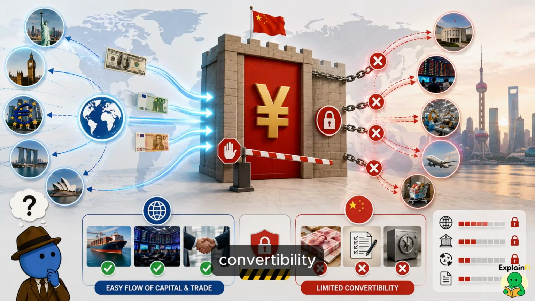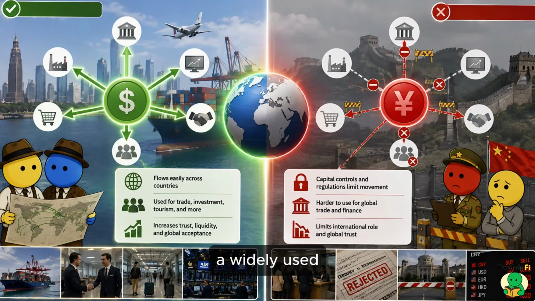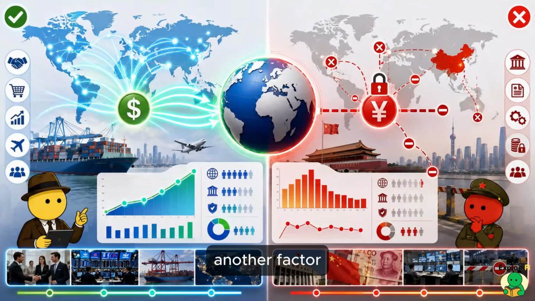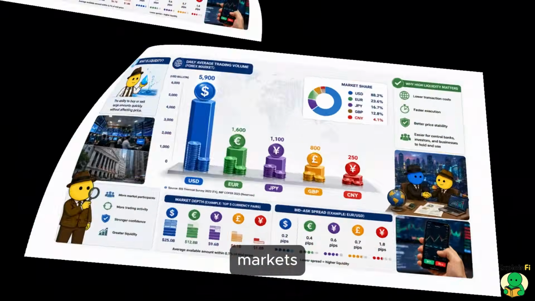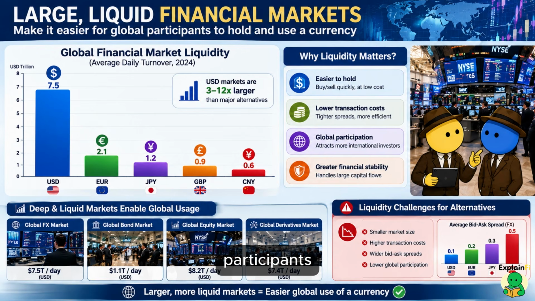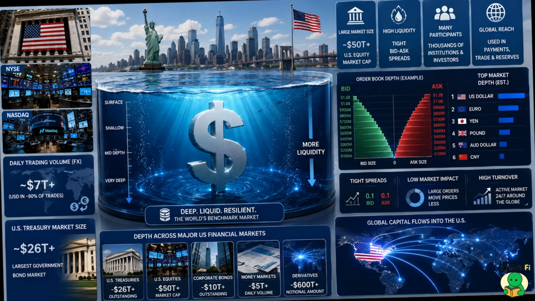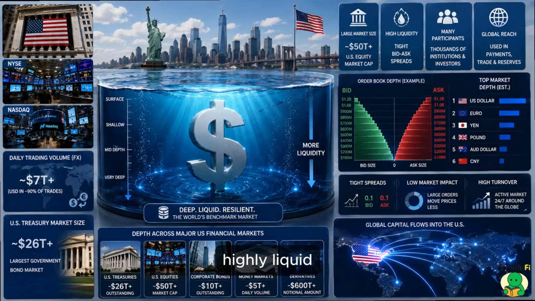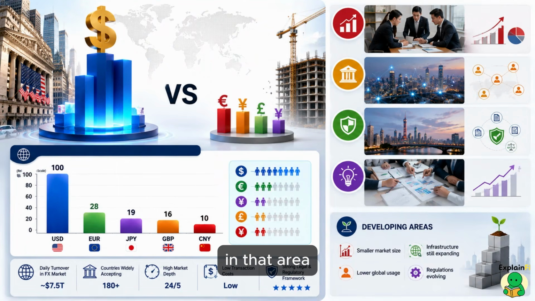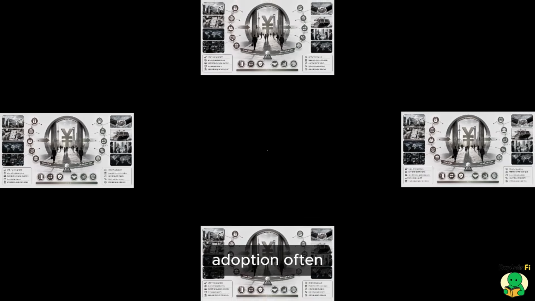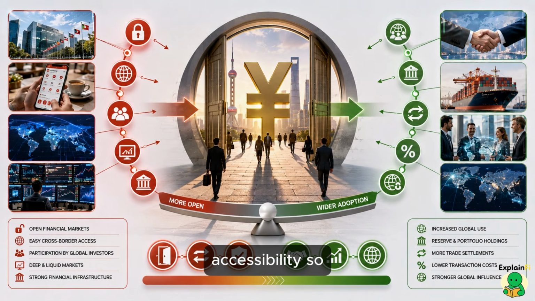One key factor is convertibility. A widely used global currency typically needs to move freely across borders. Another factor is financial market depth. Large, liquid financial markets make it easier for global participants to hold and use a currency. The US has deep, highly liquid financial markets. Other systems are still developing in that area. Global currency adoption often depends on openness and accessibility.